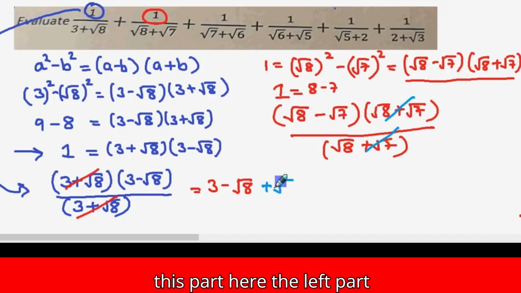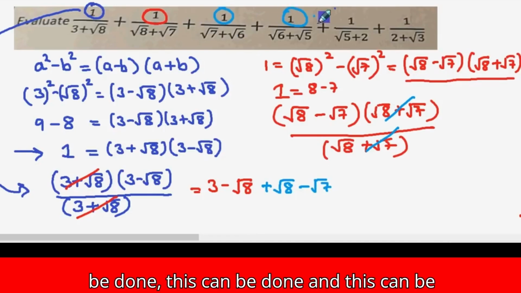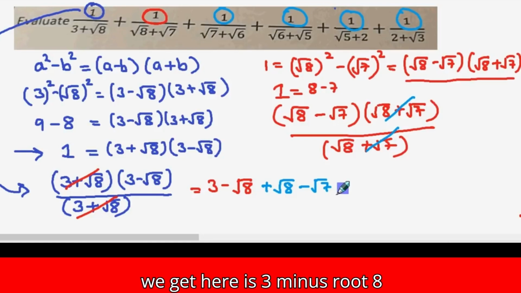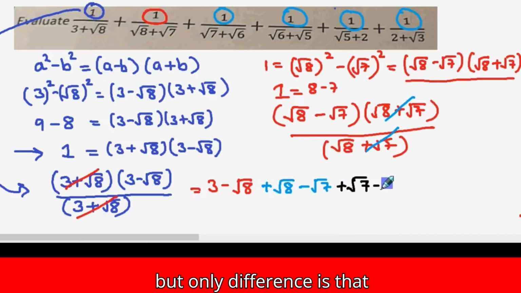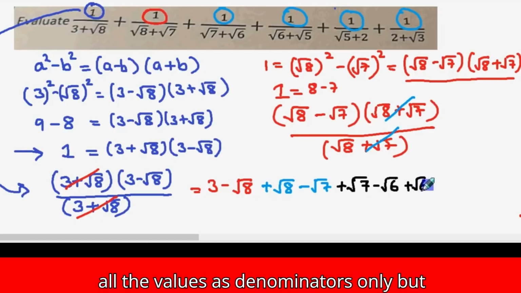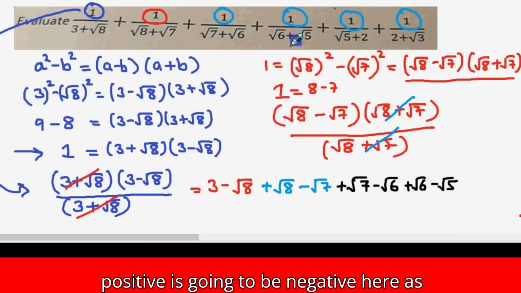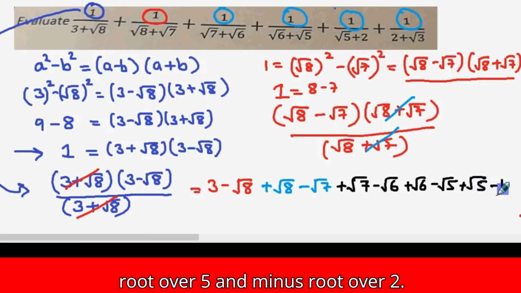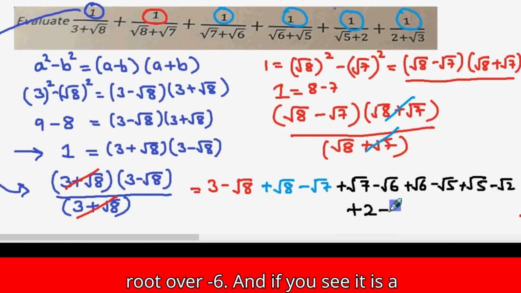If we put only this part here, the left part, the same way can be done for this, this, this, and this. If we do it for all of them, what we get here is 3 minus root 8. Everything is the same as the denominator, but the only difference is that instead of the plus sign, you will have a negative sign. So let's substitute all the values as denominators only, but the symbol changed in between them: positive is going to become negative here as well. The same with this term also, root over 5 minus root over 2. And the last term I am writing below, which is plus root over 2, root over 5.